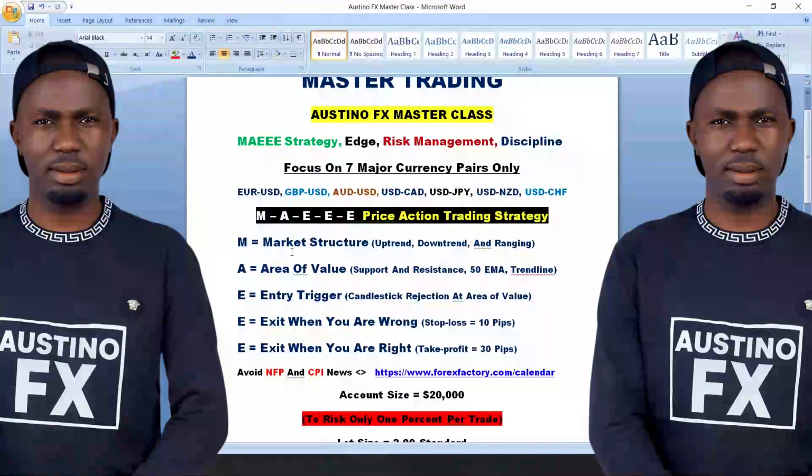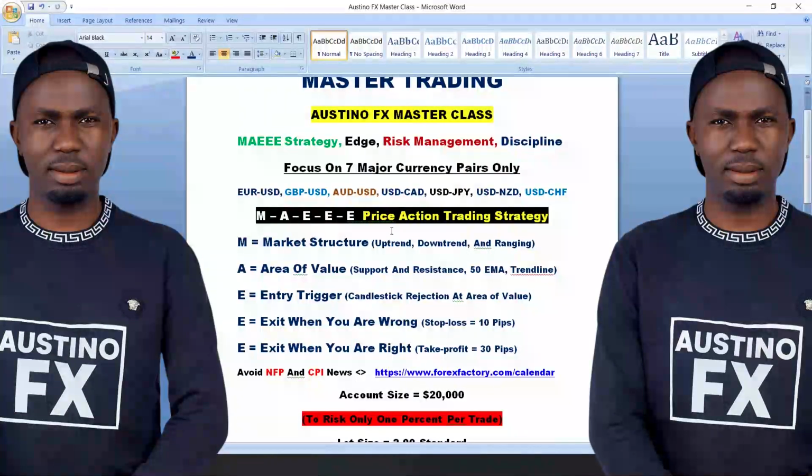M stands for market structure. So what is a market structure? A market structure can be an uptrend, a downtrend, or ranging. That is what the M stands for: market structure, uptrend, downtrend, and ranging. So if I want to trade, the first thing I do is to look at the market structure. I will look at the market to know whether the market is in an uptrend, in a downtrend, or just ranging.